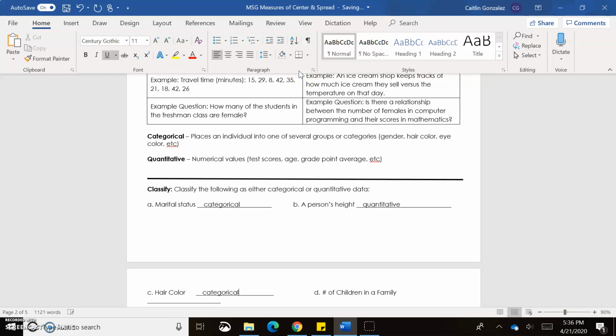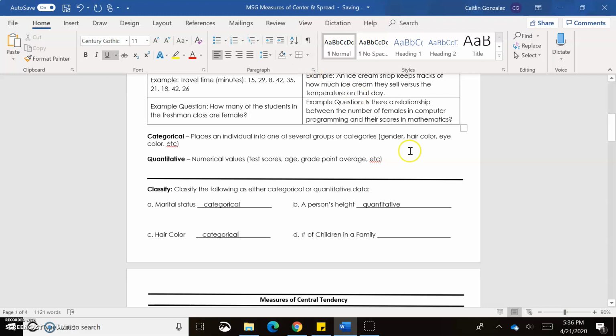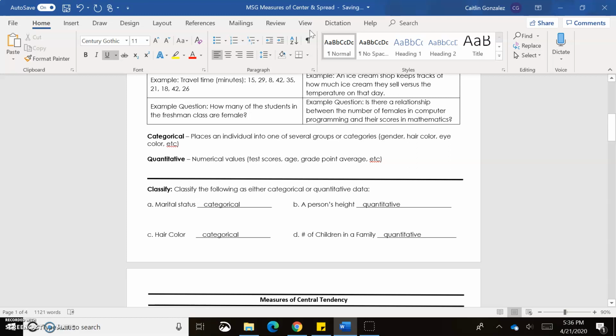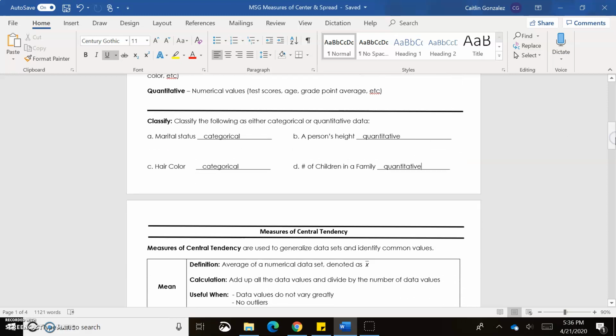We might categorize a group of people based on the color of their hair: brown, blonde, gray. Number of children in a family, that is going to be quantitative. Okay, because think about it, we could say the average number of people in a family is 4. So we could run some statistics on it, like mean, median, mode, that type of thing.